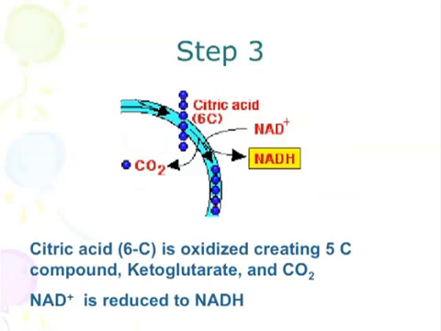So step 3, citric acid is oxidized and loses a carbon dioxide, and in that process, the NAD plus is reduced to NADH. So we now have a 5-carbon compound known as ketoglutarate. You don't really need to focus on the names other than citric acid, but they're fun names to learn. So if that helps you, go for it. So that is step 3.